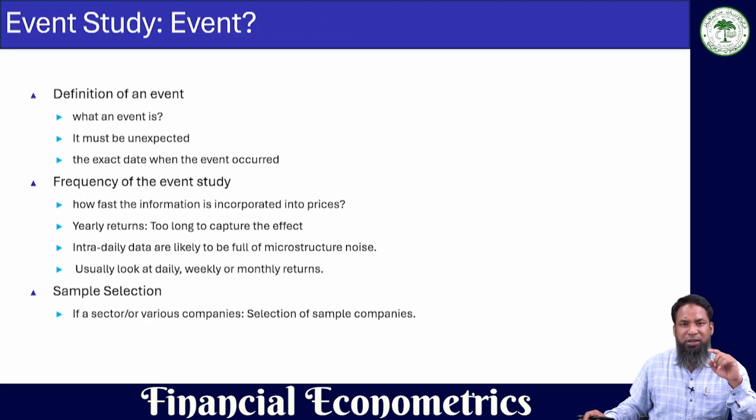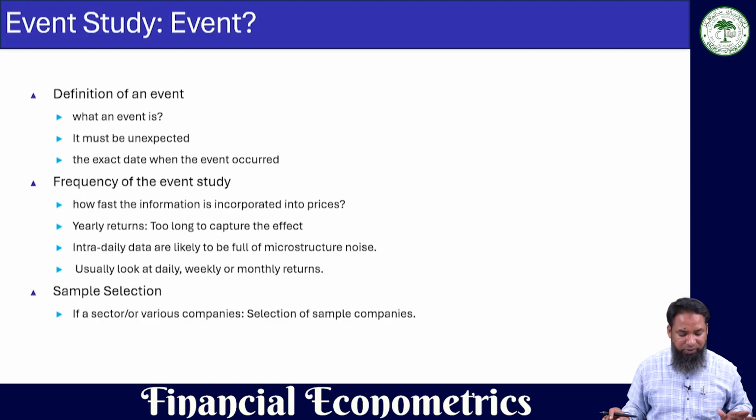So the first step in the event study is that we have to define what the event is, and we have to identify that event. The second part of the first step is we have to see the frequency of the event study, and the third part of the first step is the sample selection. So when we define an event, we are concerned about what kind of event it is. Is it a political event? Is it an economic event? Is it within the firm's control, or is it outside of the control? And we have to find out the exact date when the event occurs. So basically three aspects we have to do when we talk about the definition of the event.